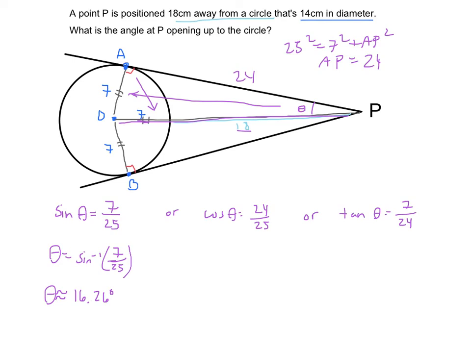Okay, so now we want the angle at P opening up to the circle. That's that big angle, APB, but we know that the line OP bisects this big angle, so measure of angle APB itself has to equal twice theta. And we get 32.52 degrees right over here.